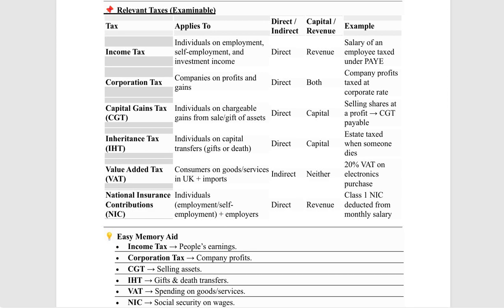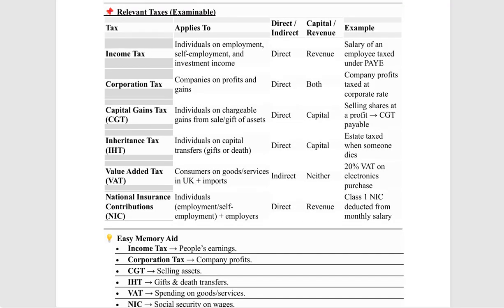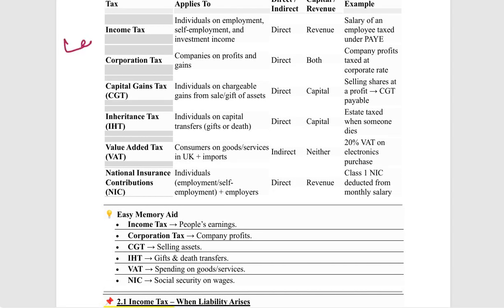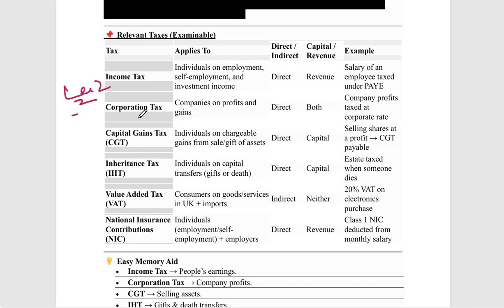Okay, guys, now this is lecture number 2. And now let's talk about the relevant taxes that are examinable.